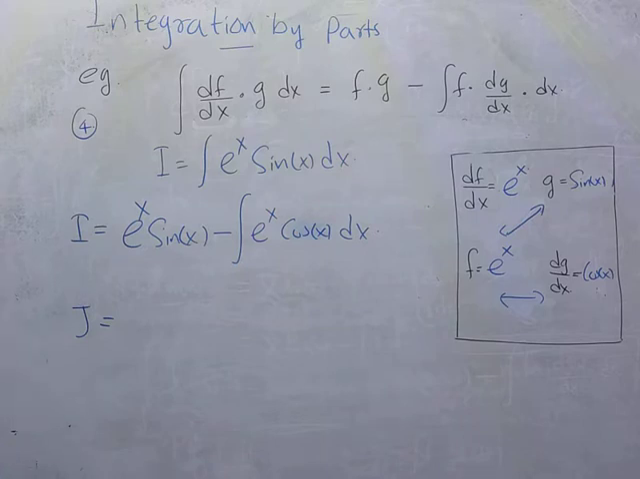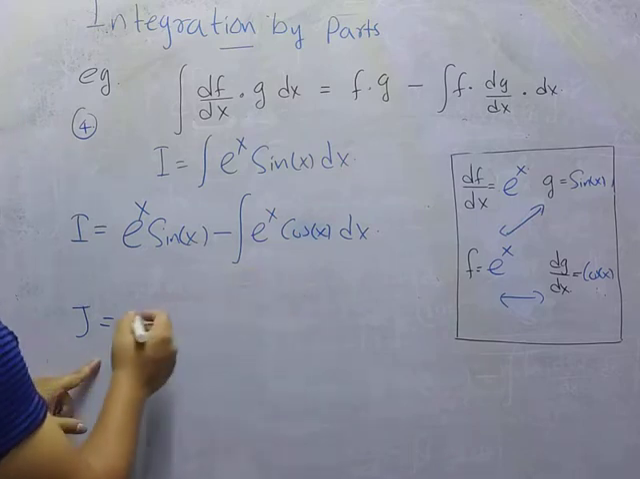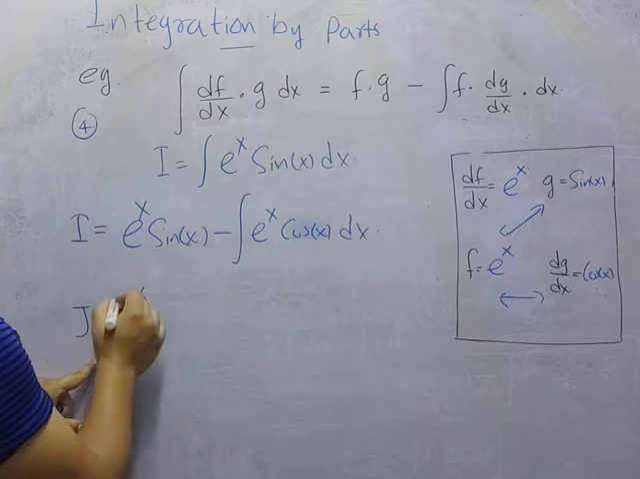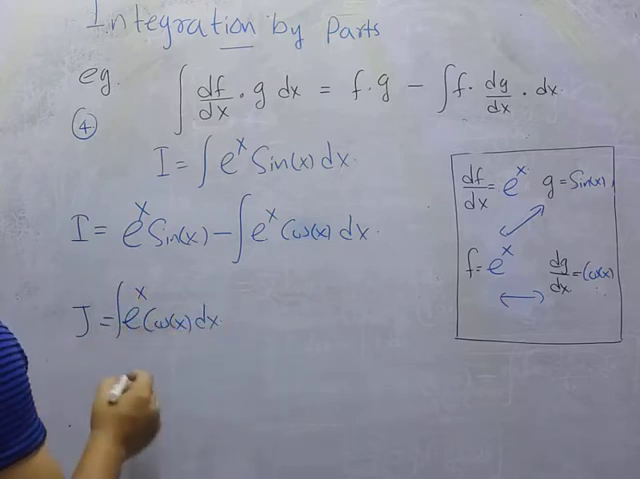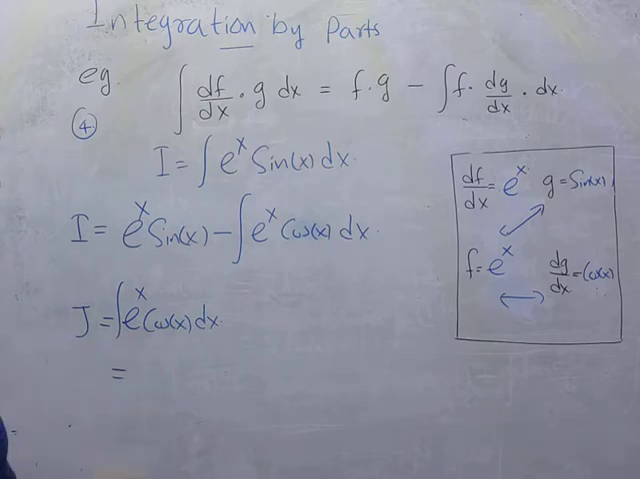Let me write it as J, right? So J is the integral of e^x cos x dx. Now I'm going to use integration by parts for this.